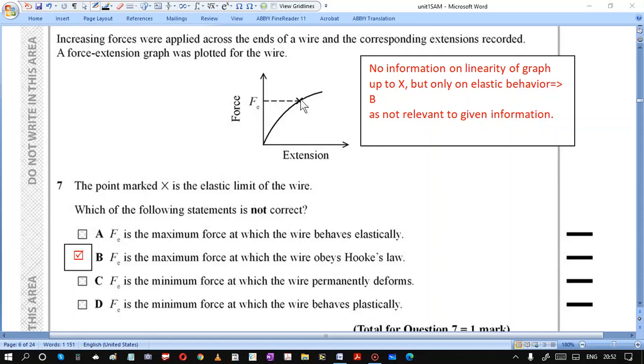Which of the following statements is not correct? Fe is the maximum force at which the wire behaves elastically. That's correct. Fe is the maximum force at which the wire obeys Hooke's law. We have no idea, does it obey Hooke's law? Actually, it doesn't obey the law because otherwise the graph would be a straight line. So B is not correct. Fe is the minimum force at which the wire permanently deforms. That's correct.